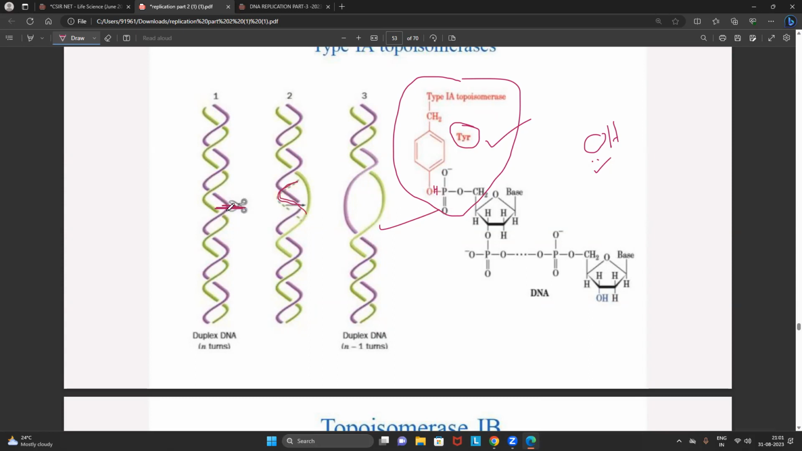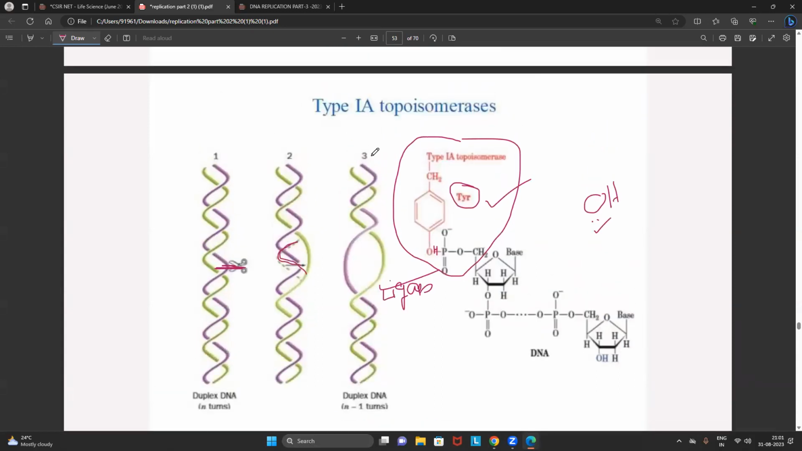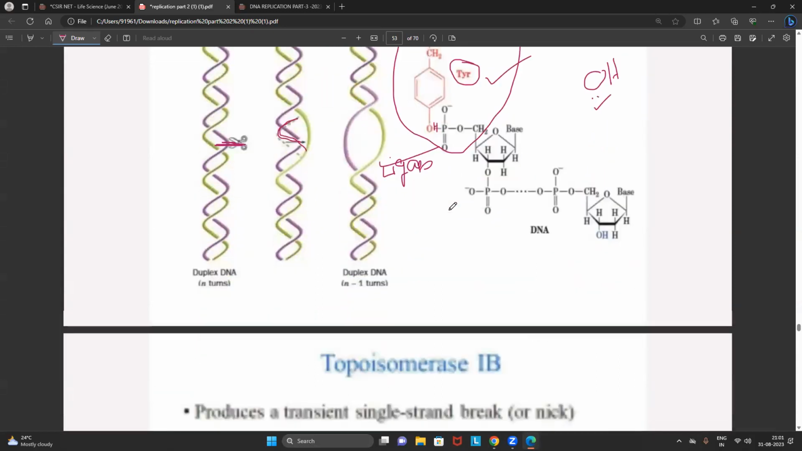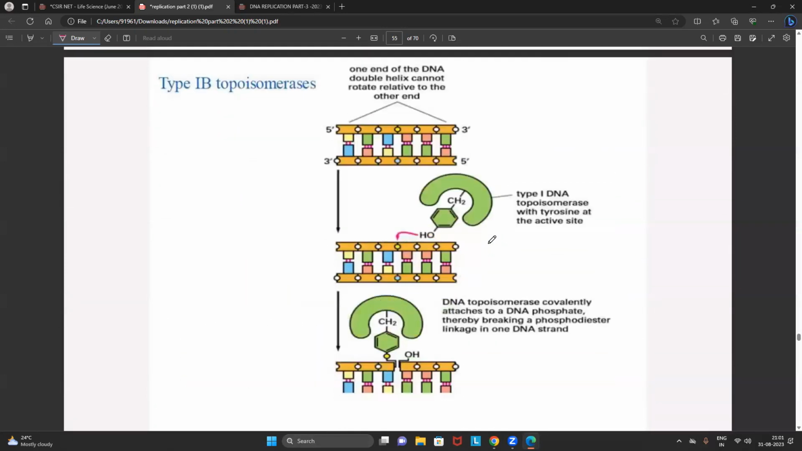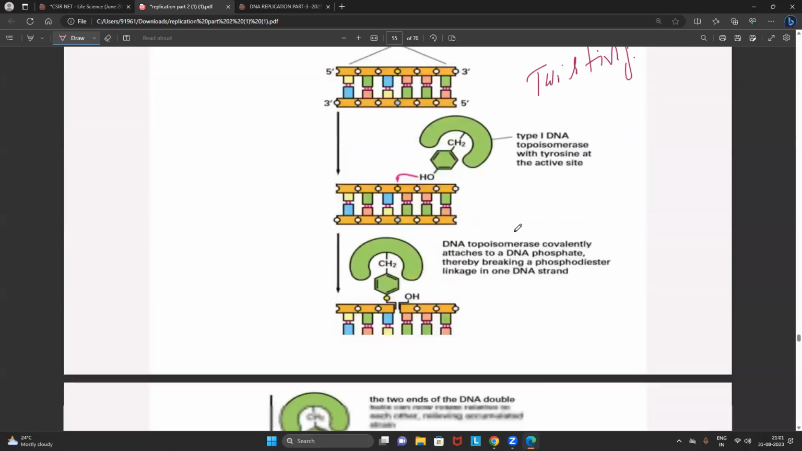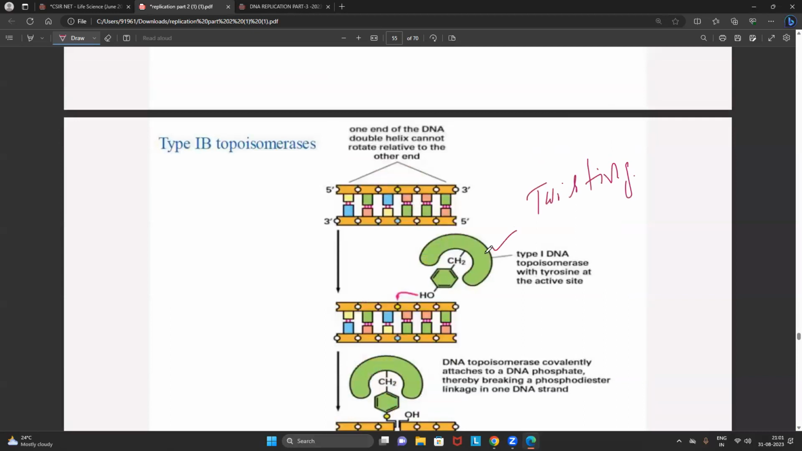Now you can ask me, sir, who will seal that? Undoubtedly, friends, ligase will come and seal that. This is what type 1A will do. What will type 1B do, you know? Every student listen. Type 1B will do the twisting. What will it do? Twisting. Every student listen. This is the type 1B.